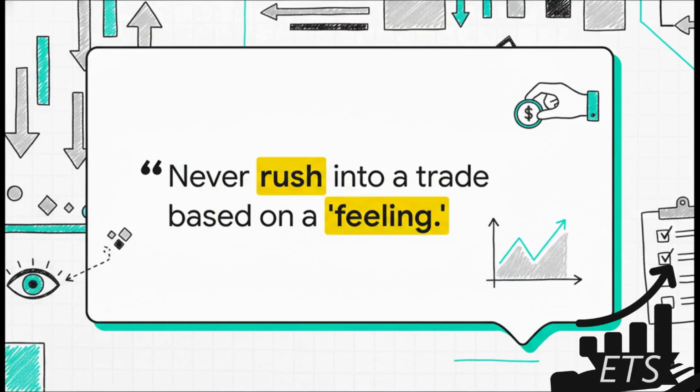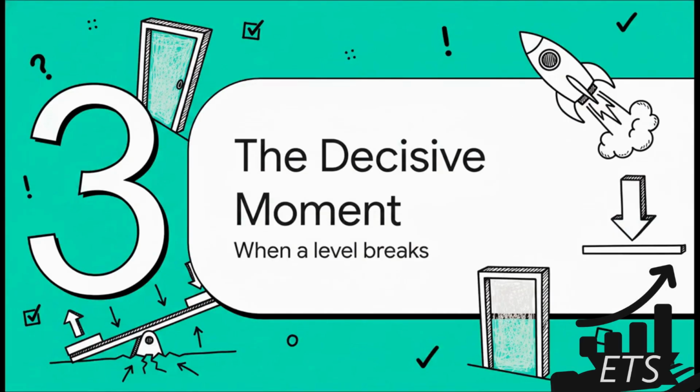So you see the price coming down to a key support zone, you don't just blindly jump in. No way. You wait. You watch. You let the market prove to you that the floor is holding before you ever risk a single penny. So you've been patient, you've been watching, now comes that critical moment. How do you actually know when a floor has given way or a ceiling has just been smashed through?